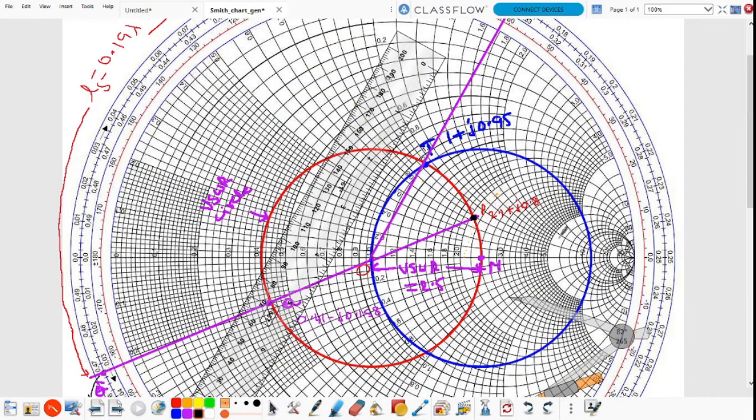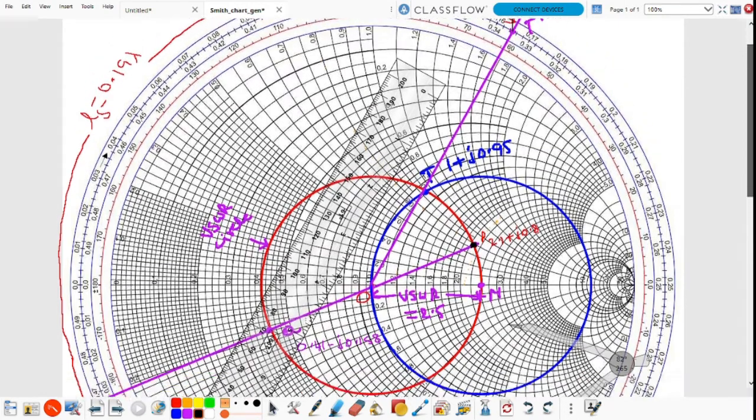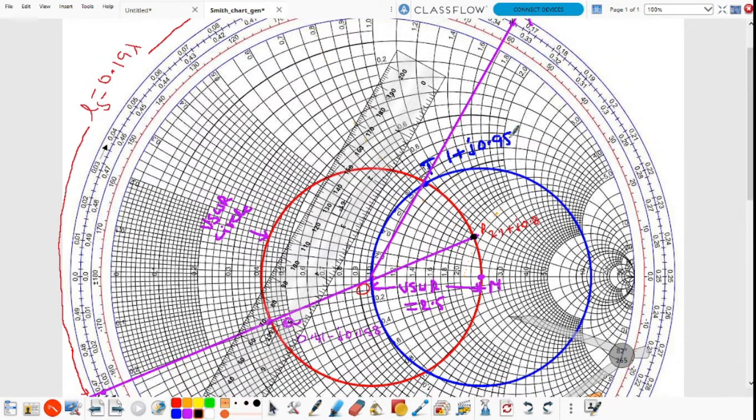So from the mark 0.19 lambda in the Smith chart, Q dash and T dash, the distance Q dash T dash is measured on the wavelength scale towards the generator, which gives the location of the stub. So that is LS equal to 0.19 lambda.